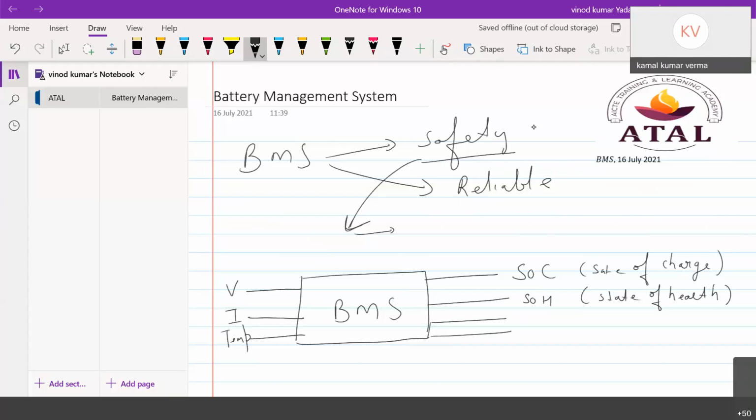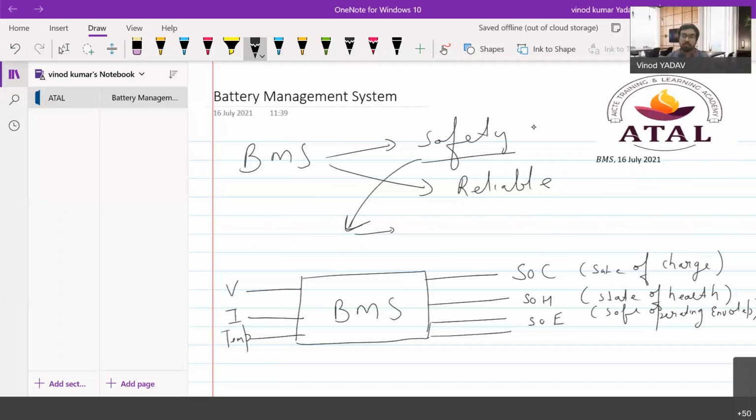The state of health basically describes how healthy the life cycle of your battery is at a certain condition. So that is actually defined by, or deduced from, this state of health condition. The next is the SOE, that is the safe operating envelope. Like the name suggests, safe operating envelope is basically a threshold band within which we have to operate the battery, so that its life cycle is not deteriorated.